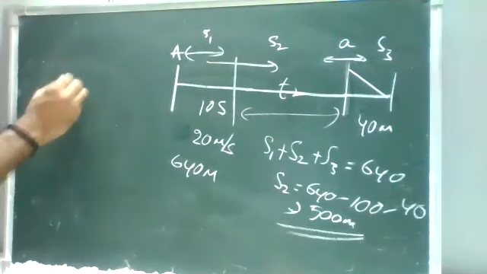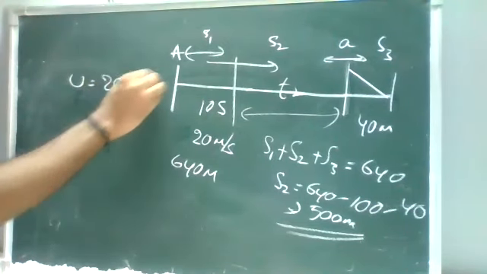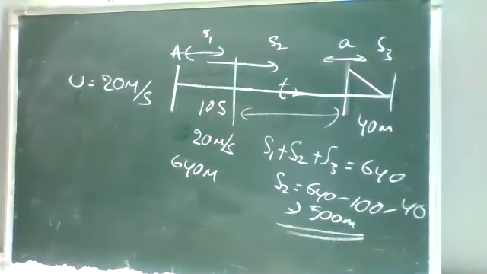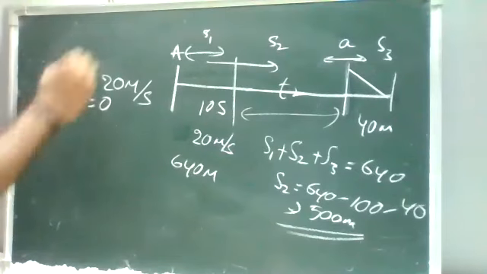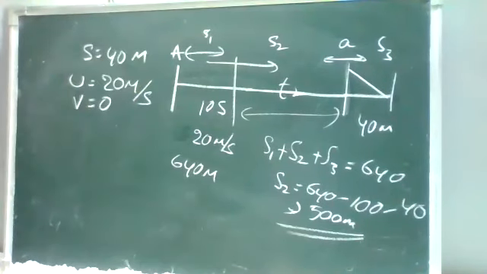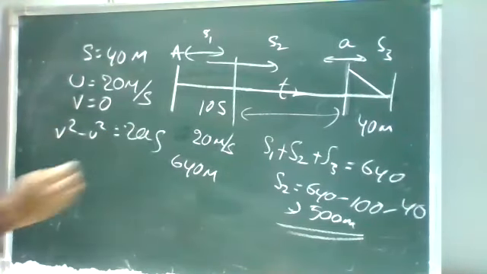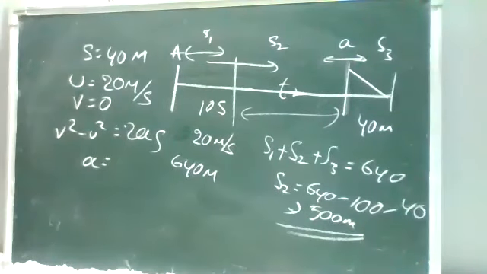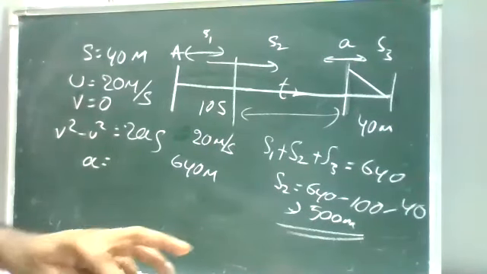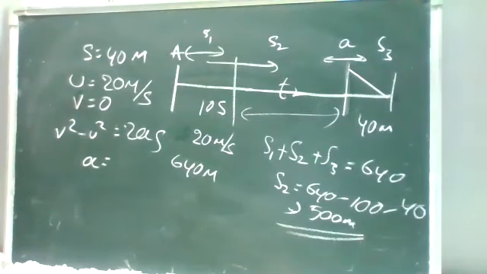So in this case, the initial velocity U is equal to 20 meters per second and the final velocity V is equal to 0. Right? So we are going to find the acceleration, and the displacement we know is 40 meters. From the relation V square minus U square is equal to 2as, we are going to find the acceleration. Try to find the acceleration from it.